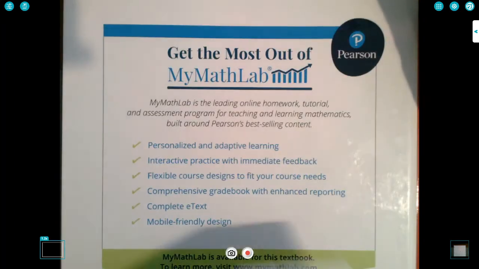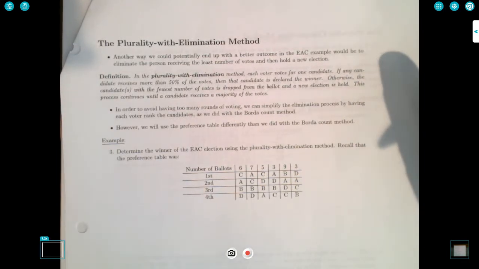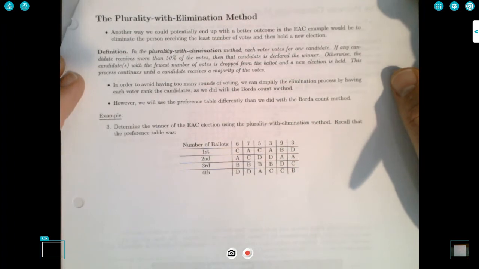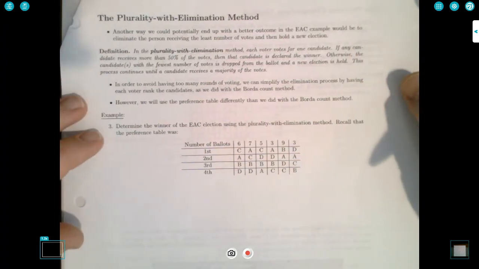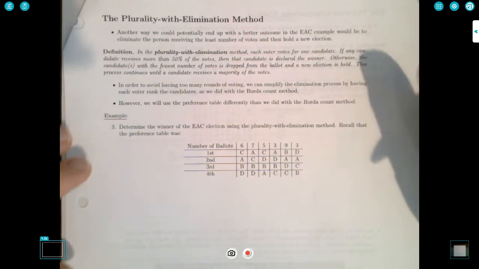So anyway, moving on. The next method is called the plurality with elimination method. So remember, the plurality method was the first one that we talked about. It was just simple. Whoever had the most votes would win the election.